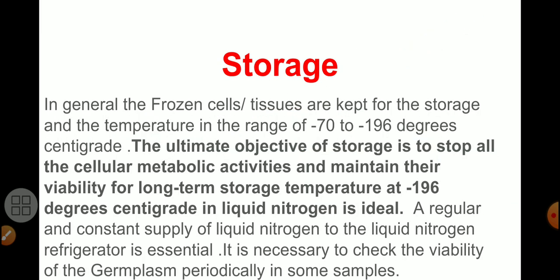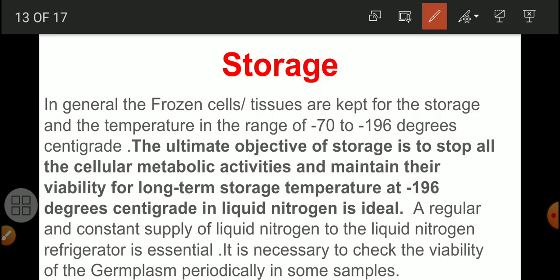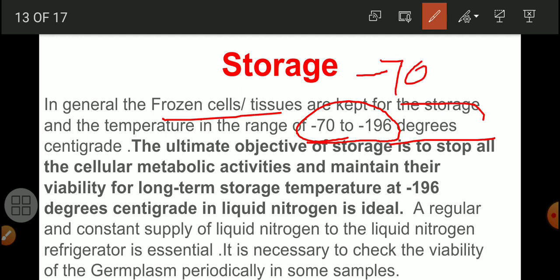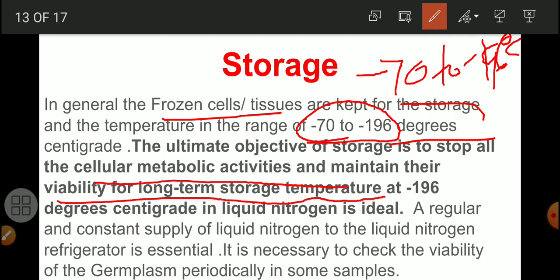Now storage, my friends, you have to keep in mind where to store all after freezing. Generally, frozen cells and tissues are kept for storage at a temperature in the range of -70 degrees centigrade to -196 degrees centigrade. That is most important. The ultimate objective of storage is to stop all the cellular metabolic activities and maintain their viability for a long term. Storage at -196 degrees centigrade in liquid nitrogen is the ideal one.